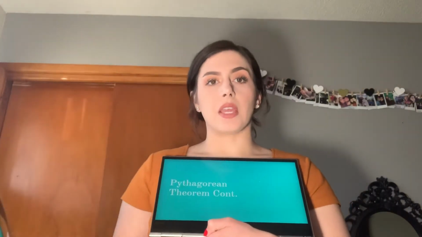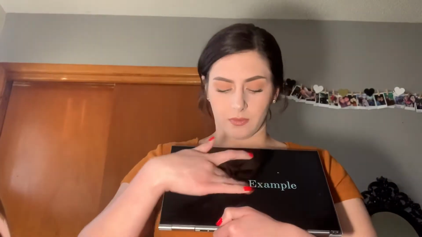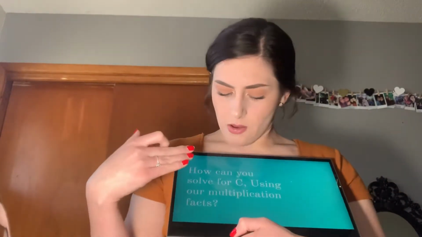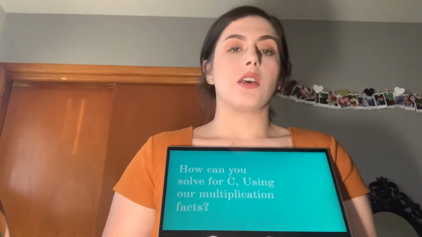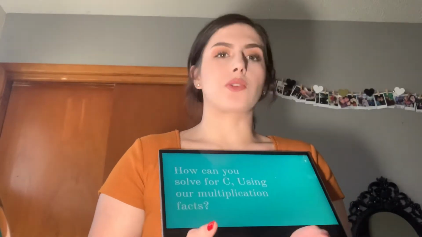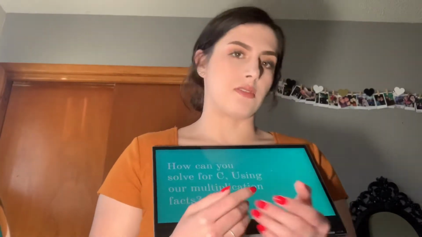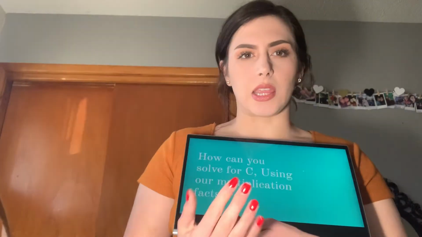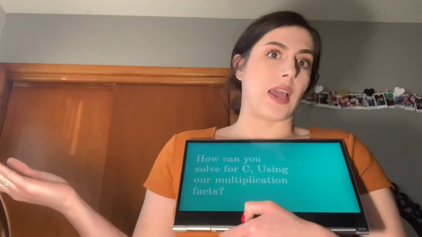So Pythagorean theorem continued, right? An elementary example. How can you solve for c using our multiplication facts? Kids in elementary school are learning 3 times 3, 4 times 4, 5 times 5, 5 times 3, 5 times 4, all their 5s, all their 3s, all their 4s, and stuff like that. So this would be a good question to get them thinking about their multiples and their multiplication facts, the numbers that they actually know, right?